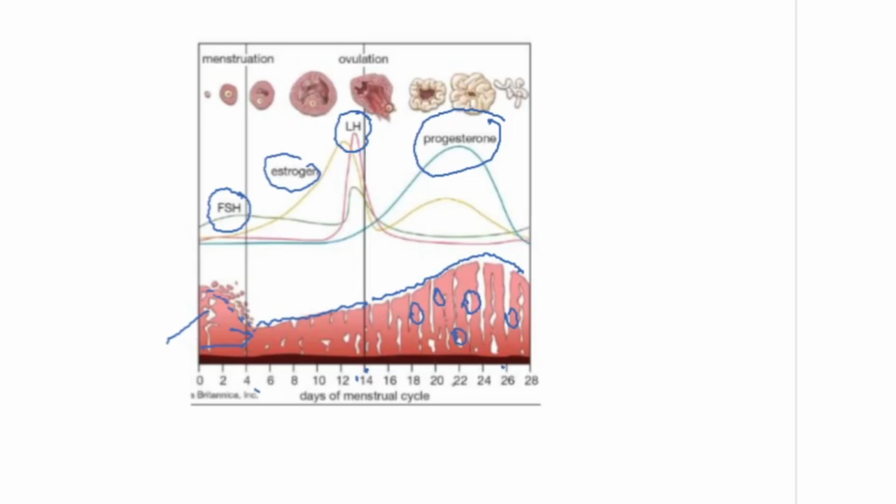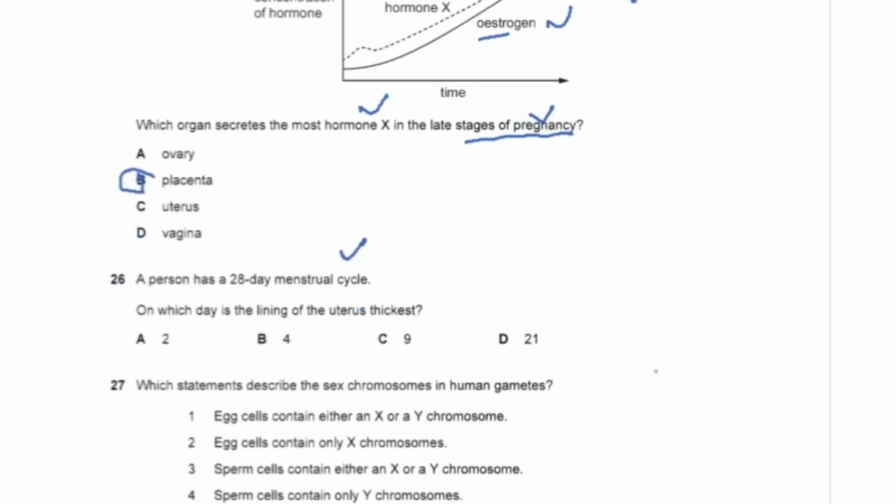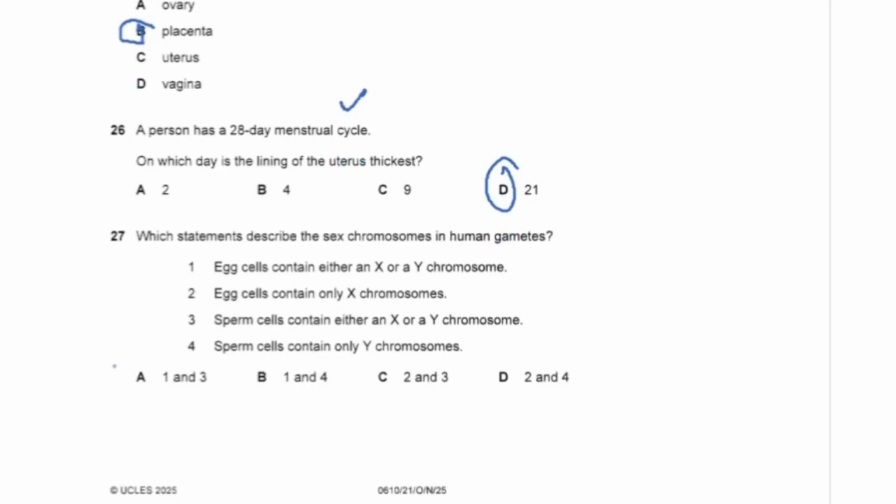So day 21 would have the highest level of progesterone. Let's go back to our question. The answer here is very easy. On which day will the lining be thickest? From what we saw, the thickest lining was on day 21. Moving on to the next question. It says, which statement describes the sex chromosomes in a human gamete?